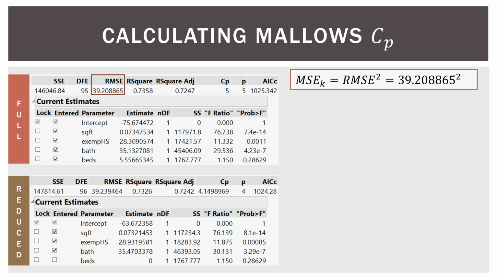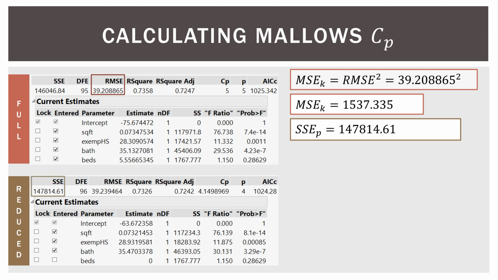First, we need the MSE sub K. Remember, that's the mean square error of the full model. Well, to get that, we take the root mean square error and square it, so we undo the root. 39.208865 squared, which in this case is 1,537.335. So to get the MSE sub K, using the JMP output, we squared the root mean square error to get 1,537.335. So we have that.